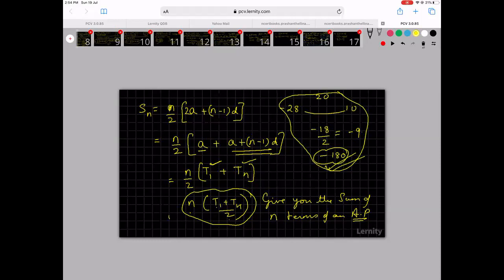Okay, the sum of n terms is equal to n into (t1 plus tn) by 2. I hope you are able to understand this.